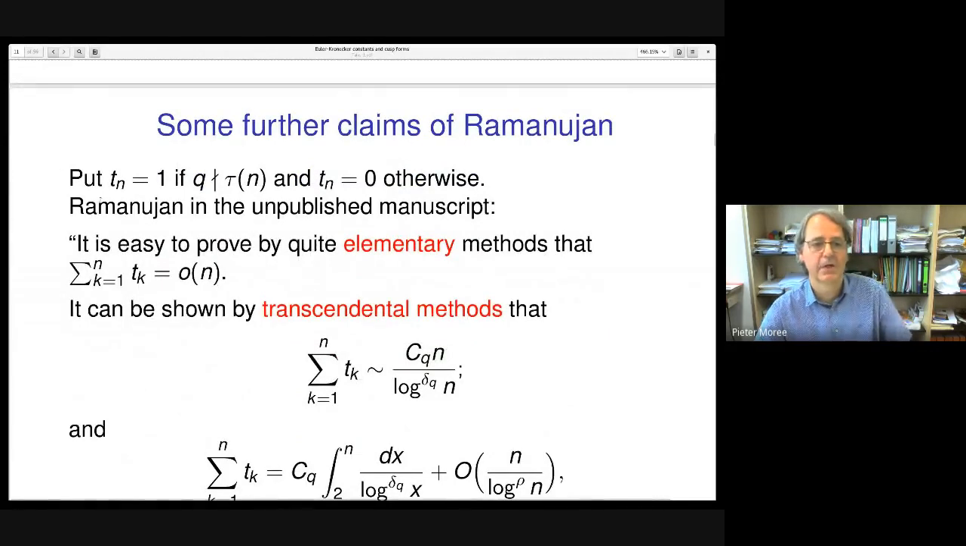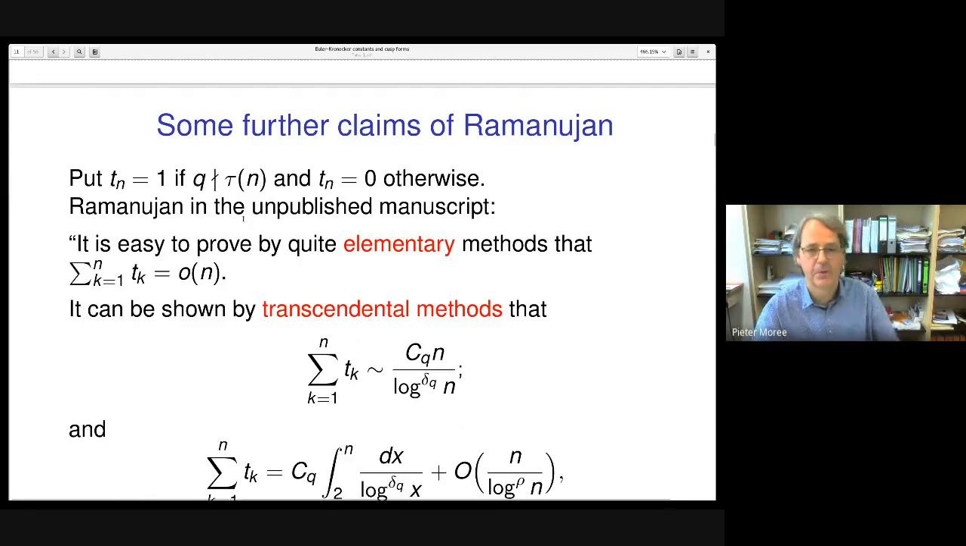So what we do is we set t sub n to be 1 if the prime q doesn't divide tau of n. So think of 691, and we set it to be 0 otherwise. Basically he was interested in the divisibility of tau of n by some prime q. But for analytical purposes, it's actually better to focus on non-divisibility. That turns out to be the more natural thing. And the idea is to show that it doesn't happen too often that tau of n is not divisible.